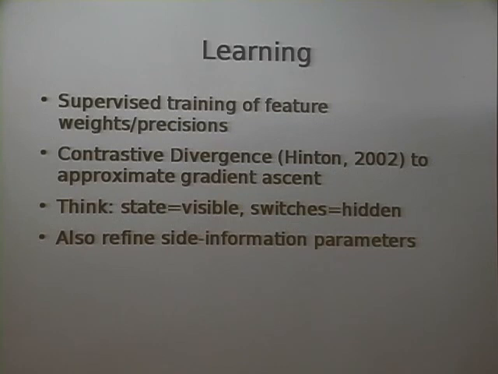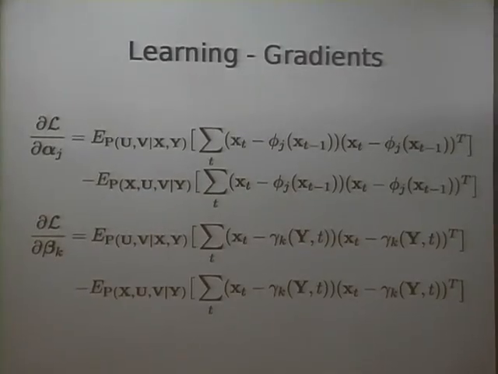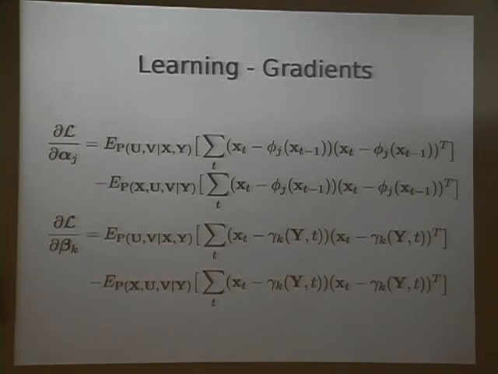Now, in addition to learning these precisions, we can also improve the quality of our side information features, so these classifiers which are suggesting if switches should be on or off. We can just wrap this learning into the gradient descent and do it all at once. So we're, from some initial guess as to what these parameters should be, going to refine them. If you want to see the gradients, this is what they look like. They're kind of messy.